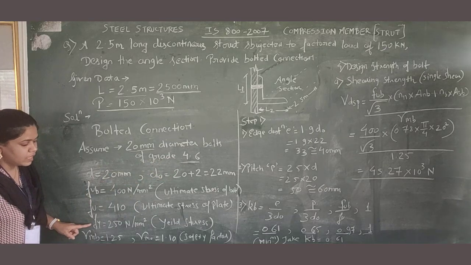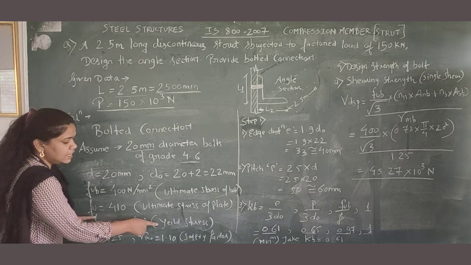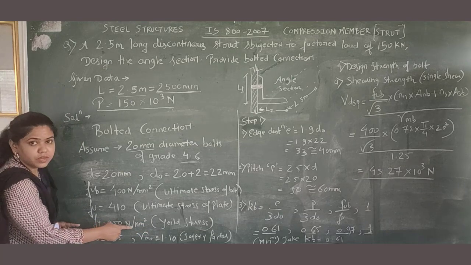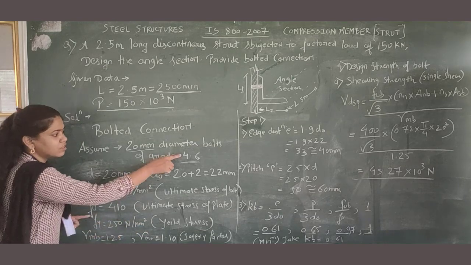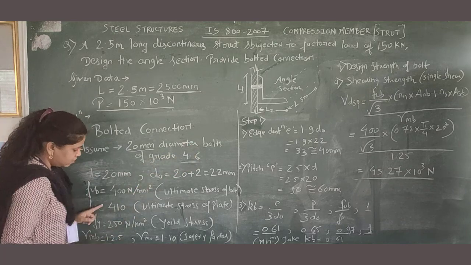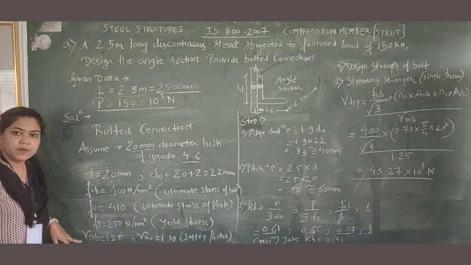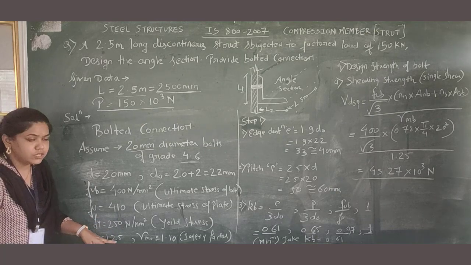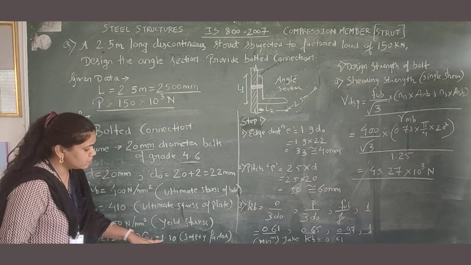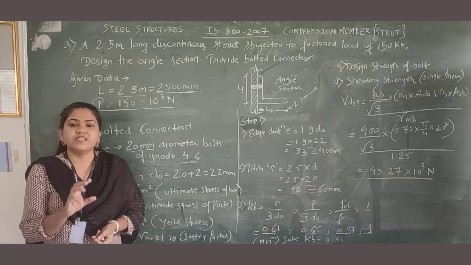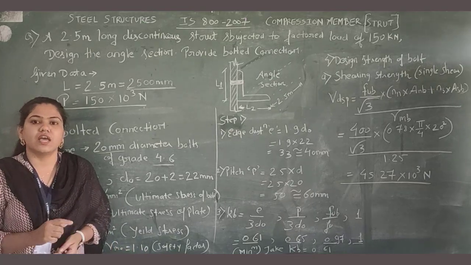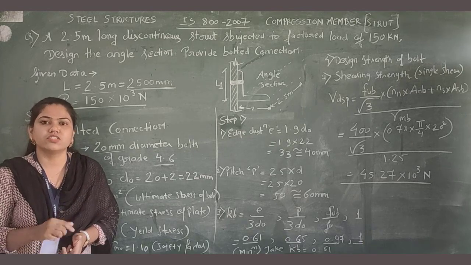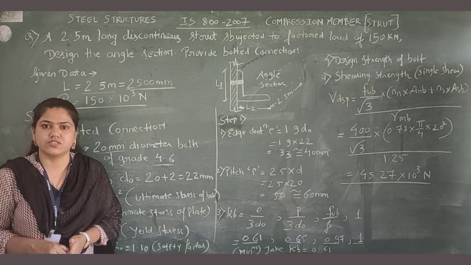Now you have to note down the fy value, that is the yield stress, which is equal to 250 Newton per mm square in this case for the 4.6 grade, right? Now you have to apply the safety factor. So here in this case, gamma mb is 1.25 and gamma m0 is 1.10. The basic introduction of this I already explained in my previous video. You may go through and watch that video, that is the introduction to steel structures.